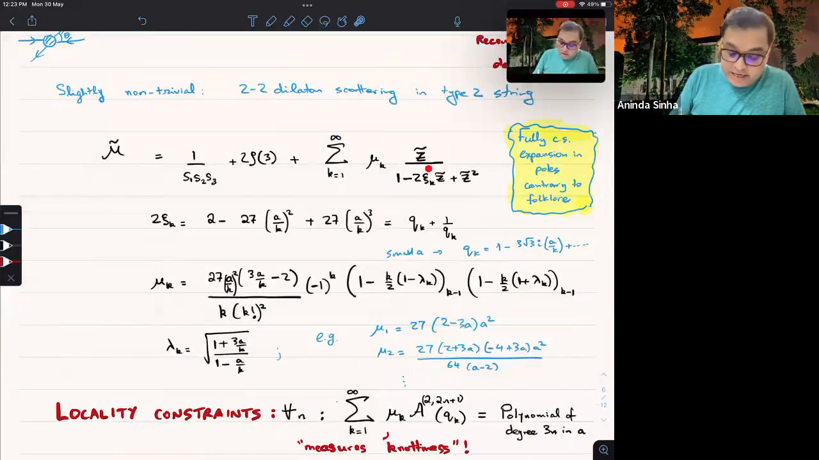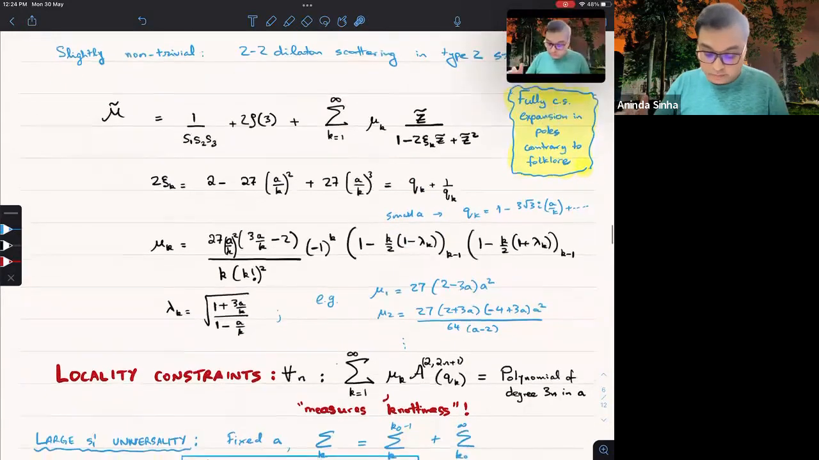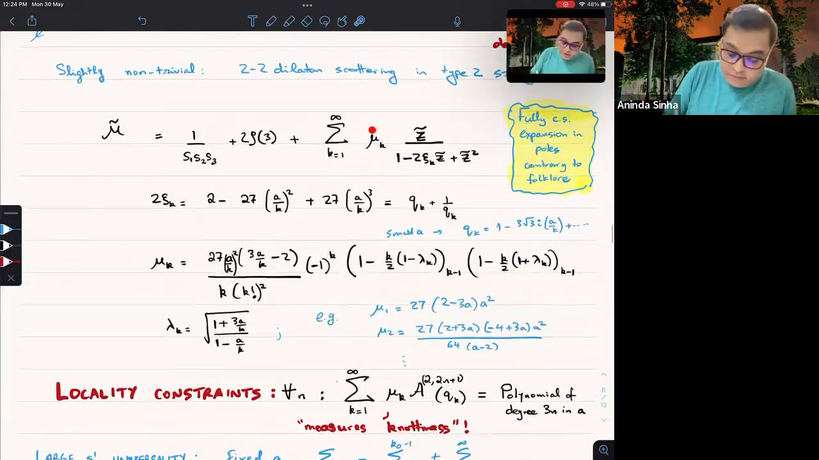And what is this psi k? Psi k is precisely this object here. k is a level number. And so in terms of this q parameter, the q parameter which enters the knot polynomial, you can think of this parameter as being quantized. So for a fixed a, you have quantized values for q. These mu k's can be worked out explicitly. They are given in terms of Pochhammers.